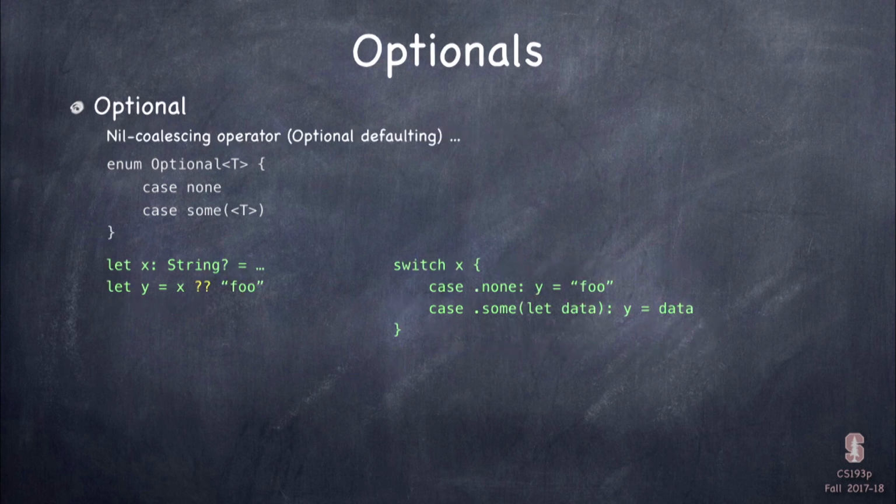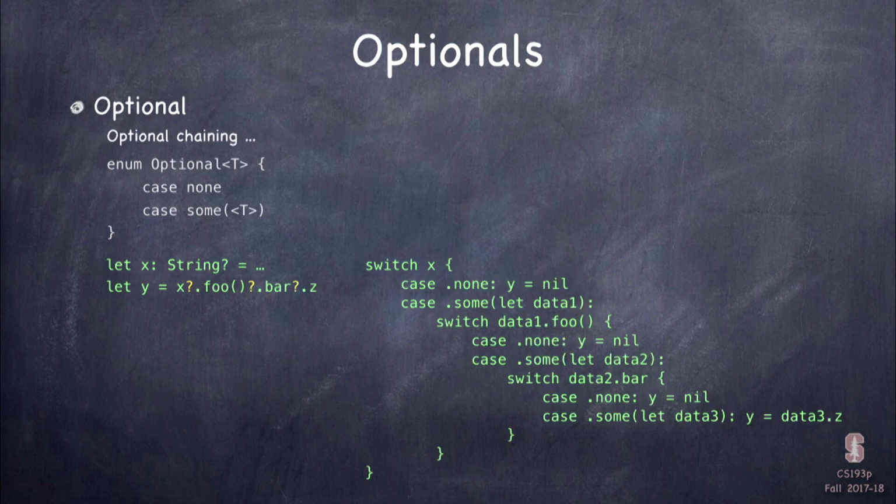The nil coalescing operator, which is that defaulting thing we used, if you remember in our code, we looked in our emoji dictionary, and if it wasn't there, then we returned a question mark. That's just switching on it, and if it's in the case none, then it uses the default, the thing on the other side, and if it's in the case some, then it uses the thing it found, okay?